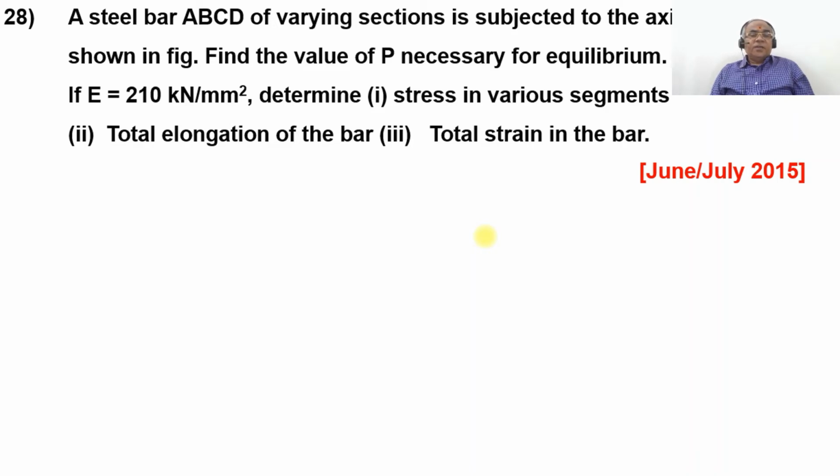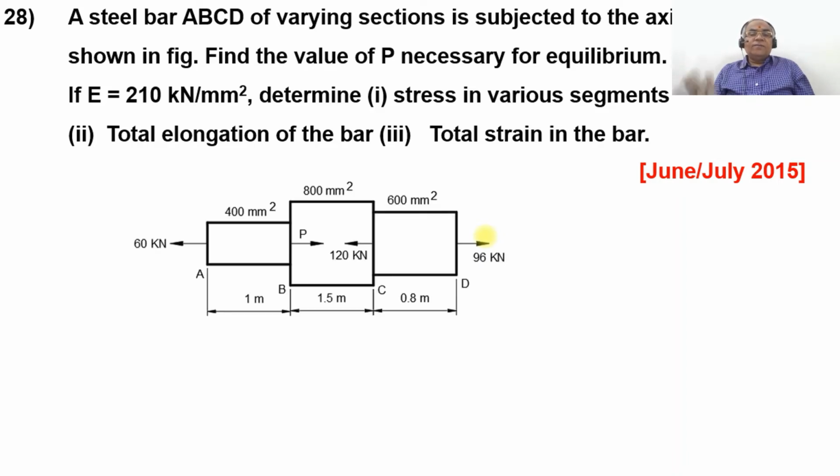A steel bar ABCD of varying sections is subjected to the axial forces as shown in the figure. So this is the figure you have. We have different segments: 400 mm square in the left segment between A and B, 800 mm square between B and C, and CD has 600 mm square. And the loads acting are 60 kilonewton to the left side and P towards the right side, and 120 kilonewton acting towards the left side and 96 kilonewton acting towards the right side.